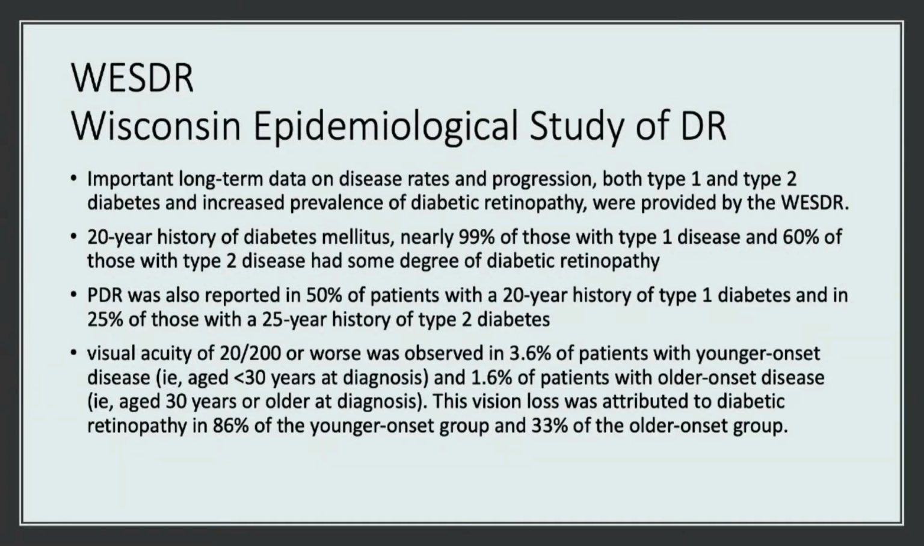So if you compare type 1 and type 2 diabetes, you see that nearly 99% of patients with type 1 diabetes, by the time it was 20 years, developed DR, and more than 50% of them developed PDR. And the chance of vision being worse was higher in patients with type 2 diabetes because they tend to have more proliferative diabetic disease.